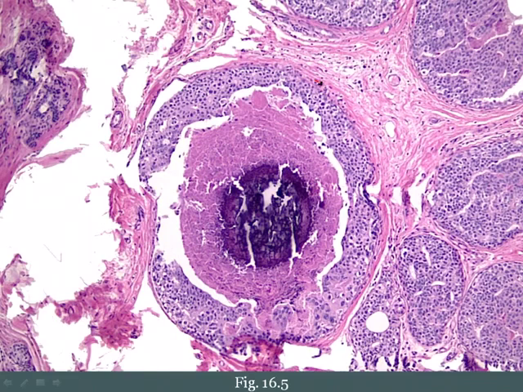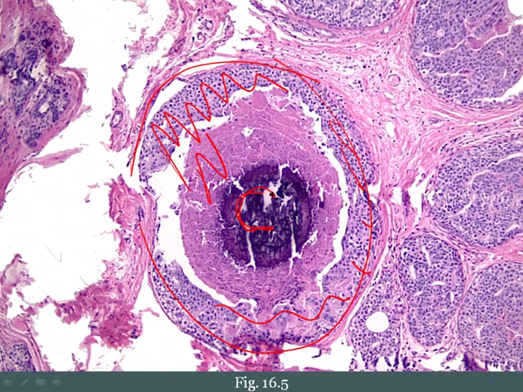This is a duct cut head-on. So here you've got this duct, and you can see that this duct is loaded with all of these cells. So there's too many cells, and then in the center there's this necrosis, and the center of that necrosis is calcified. So this is the classic example of the Comedo type of ductal carcinoma in situ.